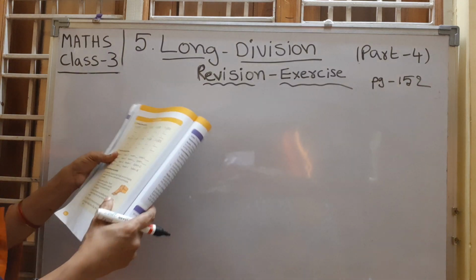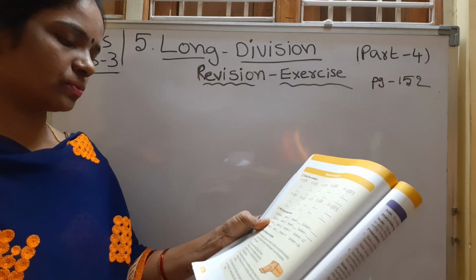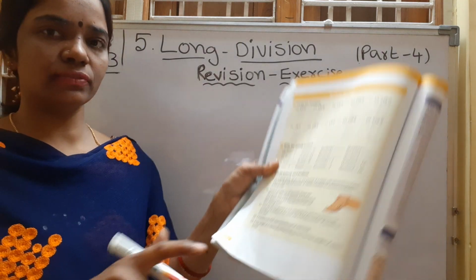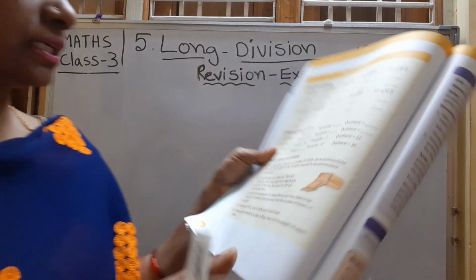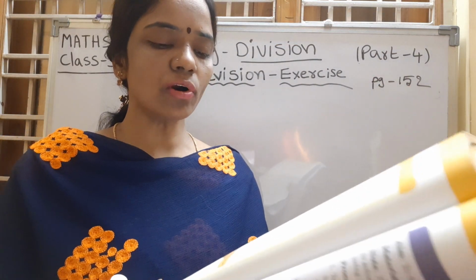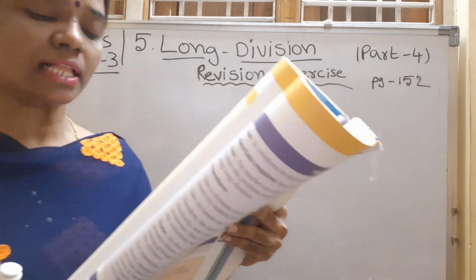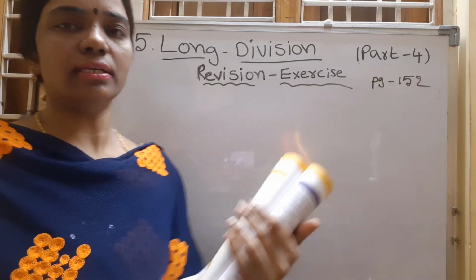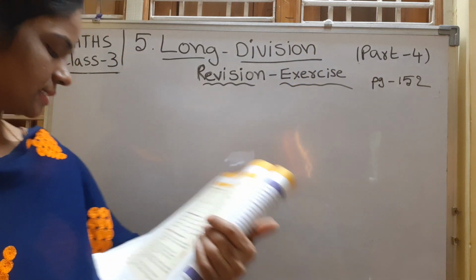So what is the problem here? I am going to take now EBIT. If the weight of 6 identical bottles is 78 kgs, then find the weight of each bottle. Shall we write the problem, children? Yes.